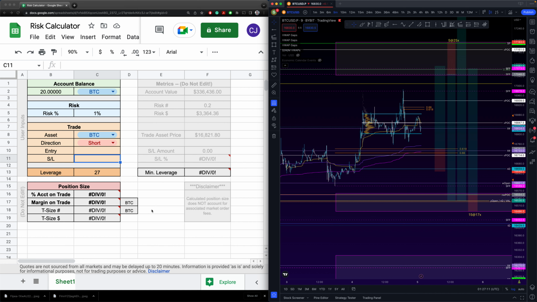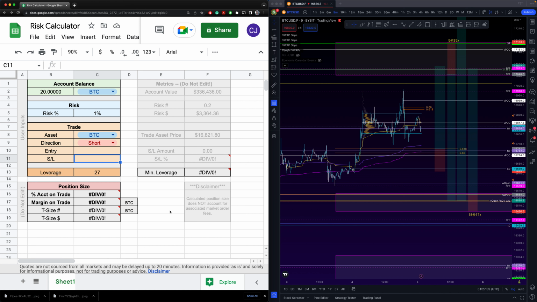Now, this is a really great tool for helping you understand the size of the positions that you should be entering for each trade, depending on the amount of risk that you're looking to put on each trade, in conjunction with your entry and stop loss points and the amount of leverage that you're using. It's really simple to use.